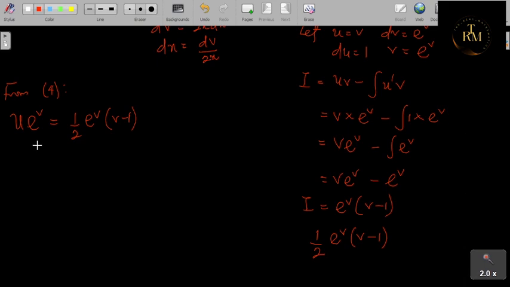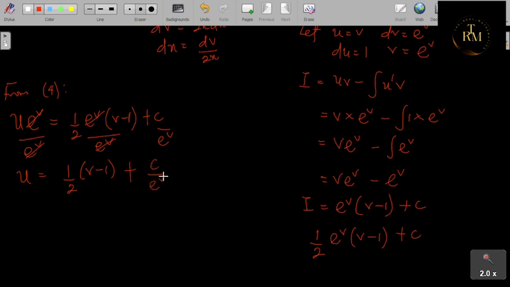So I'm going to divide both sides by exponential v. But before I do that, I omitted my plus c, which is actually part of the integral you must do, so I add a plus c to it. So I'm going to divide all through by exponential v. I have exponential v here, and exponential v here, so this cancels out. So my u becomes, this also cancels out, 1 over 2 into bracket v minus 1, plus c over exponential v.